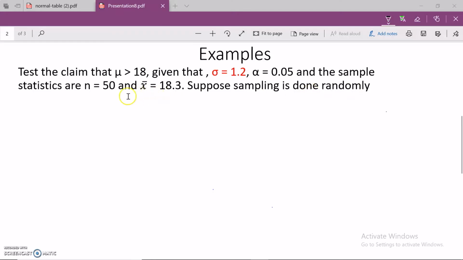So you are given in this example a certain population which has a mean mu and a standard deviation of sigma, right? And you are asked to test a claim about the population mean. Look at that, mu is greater. That's a claim. We have to test the claim that the population mean is greater than 18, and you are given the population standard deviation.